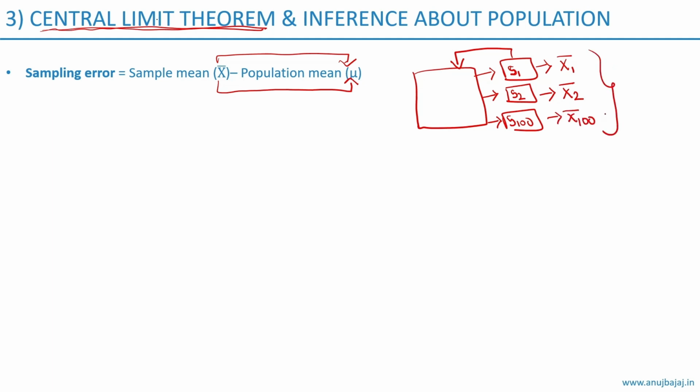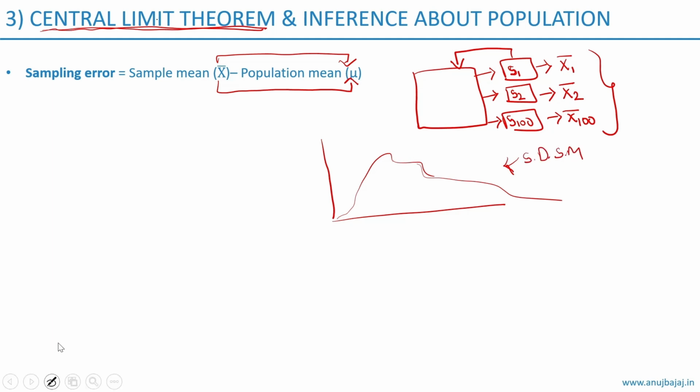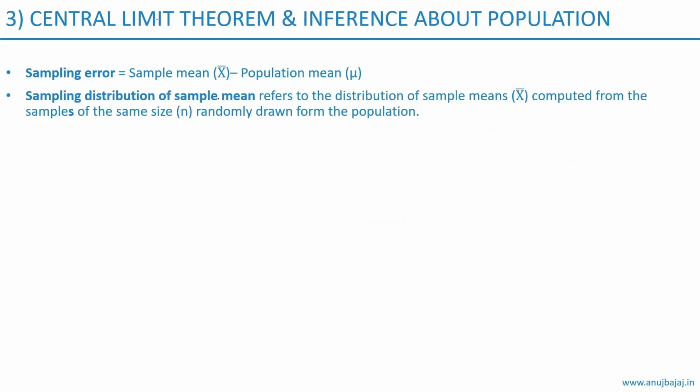When we plot all these sample means on a graph, this is referred to as the sampling distribution. So suppose we plot all these sample means on a graph, and we get a distribution something like this. This is referred to as the sampling distribution of the sample means. So a sampling distribution of a sample mean refers to the distribution of sample means computed from samples of the same size, and these samples are randomly drawn from the population.